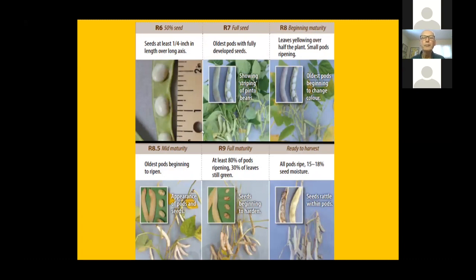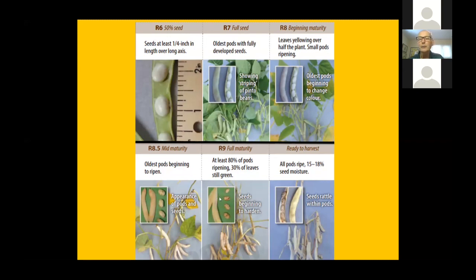This is a bit of a busy slide, but starting from the top, R6 is 50% seed set. We go to R7, full seed. Then the color of the pod starts to change at the beginning of maturity at the R8 stage, followed by R8 again when we get to the middle of maturity. And then finally at R9, we are fully mature. The seeds are beginning to harden.